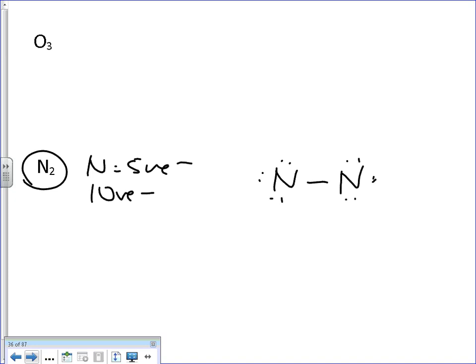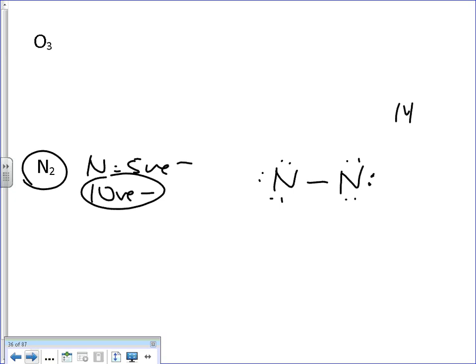Let me make my dots really big and beautiful here. There we go. How many electrons do I have on my model? 14. So I've got way too many, right? So 2, 4, 6, 8, 10, 12, 14. What I have to do is get down to 10, so I have to start making them share more.